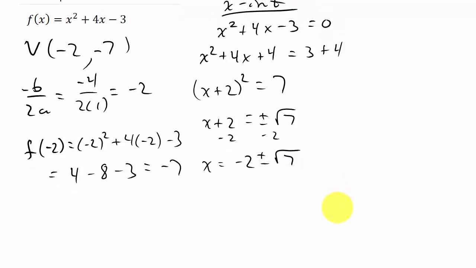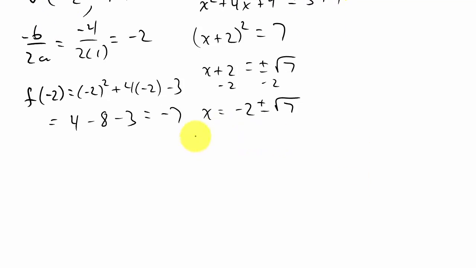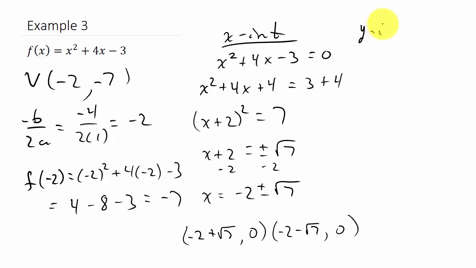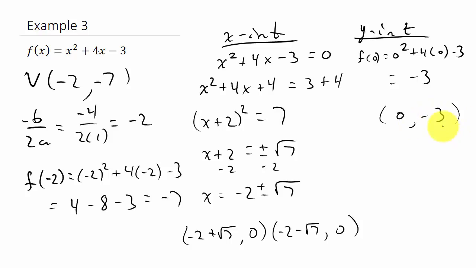Remember, I let y be 0. I replaced the f of x with 0, so y was 0. And so my x-intercepts are negative 2 plus the square root of 7, 0, and negative 2 minus the square root of 7, 0. Now let's find our y-intercept. Remember, you just evaluate the function at 0. So f of 0 is 0 squared plus 4 times 0 minus 3, which gives us negative 3. So we have 0, negative 3 for our y-intercept.